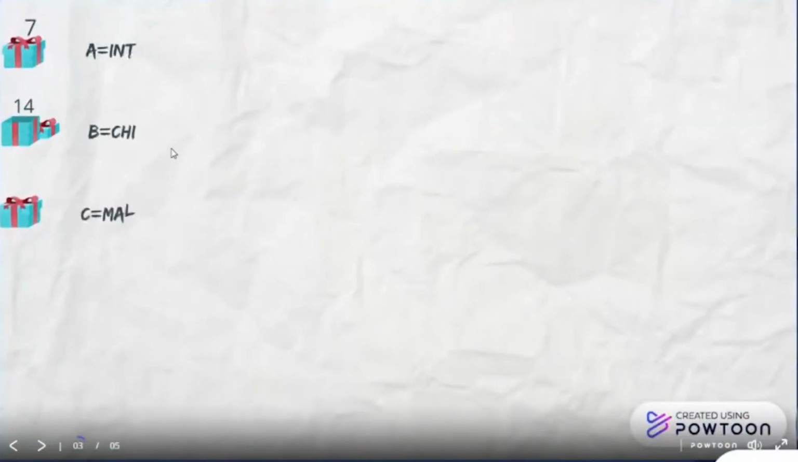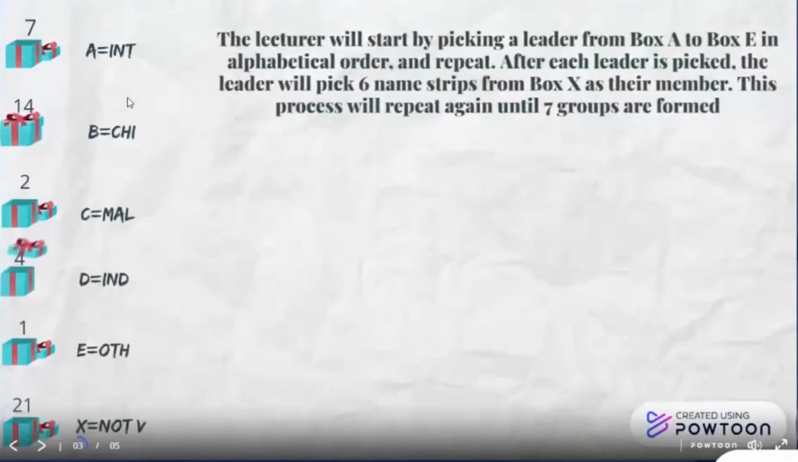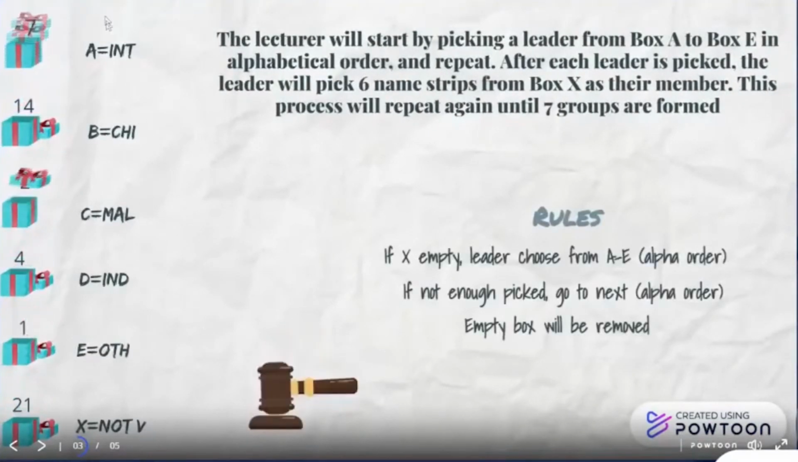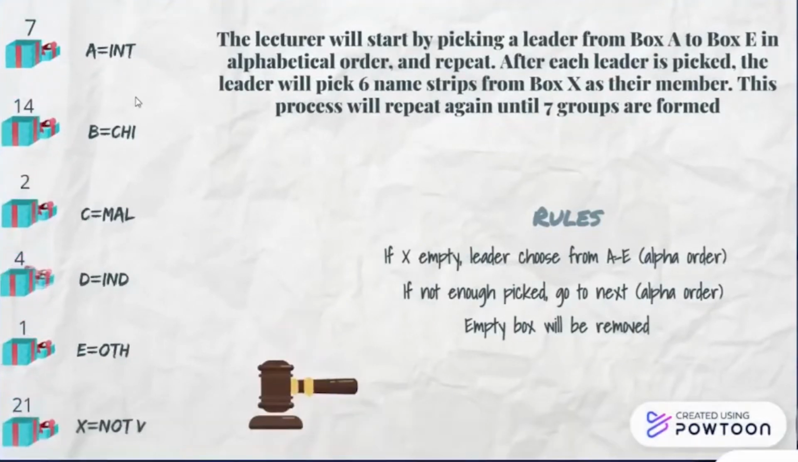So now we come to the next line, which has 6 boxes: box A, box B, C, D, E, and X. Box A is for the international students who volunteer to be leaders.